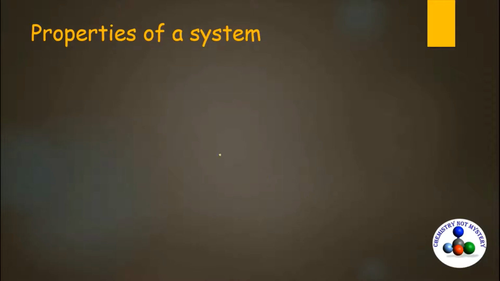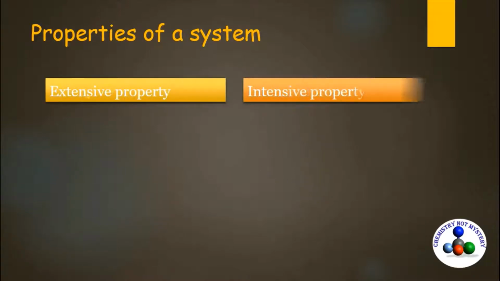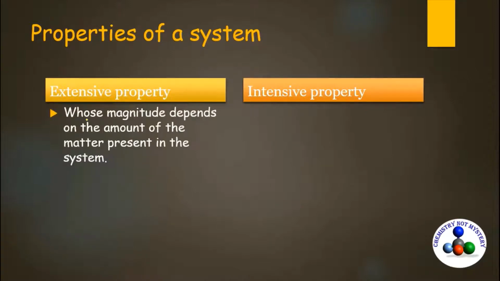Every system has some properties. These properties may be extensive or intensive properties. Extensive properties are those properties whose magnitude depends on the amount of matter present in the system. For example, mass. If the system contains less amount of matter, it weighs less, while if it contains more amount of matter, it weighs more. Volume is another extensive property.